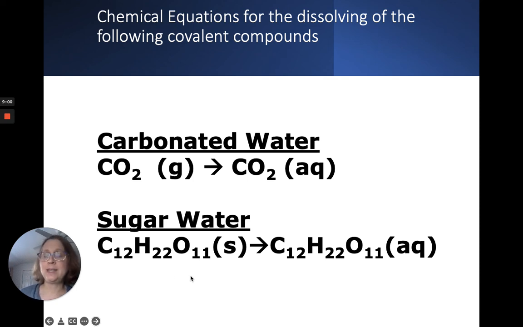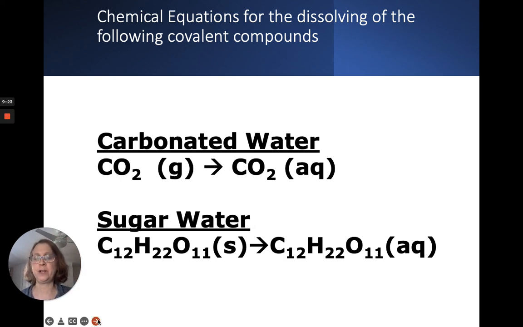So notice the difference here. Here's putting CO2 gas into water, which is basically carbonated water. We start with CO2 gas, we dissolve it into water, AQ, we get our bubbly water. Here's sugar water. Here's the formula for sugar, and it's a solid. When we put it in water, AQ, it just means that same molecule is now floating around in the water, dissolved in the water.